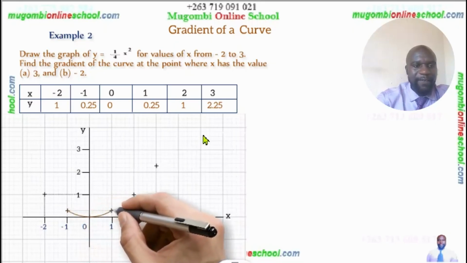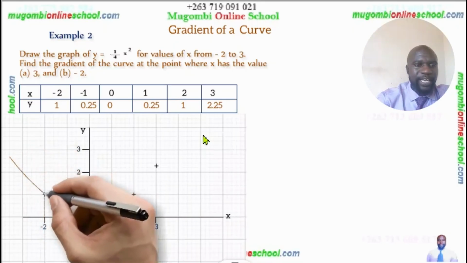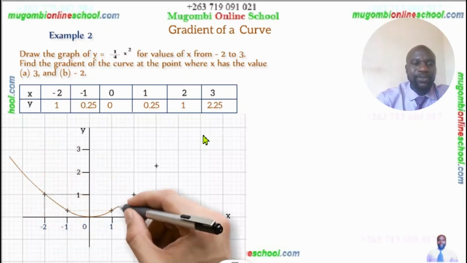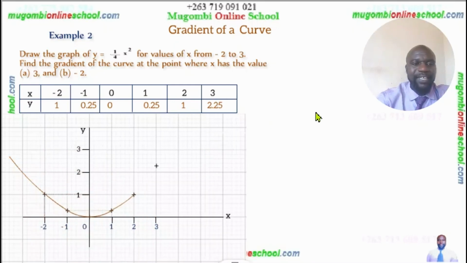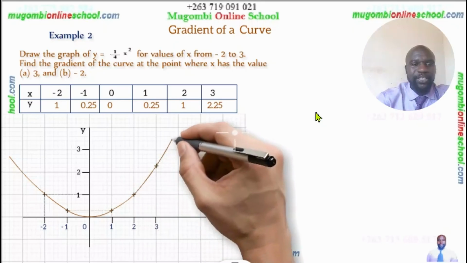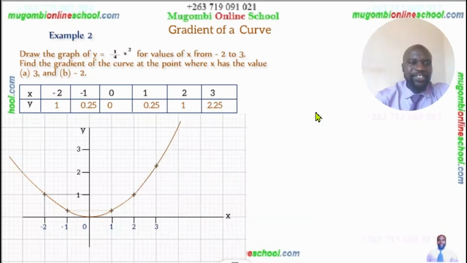Then you draw this curve and draw smoothly. Use a ruler, because that is how you will get a good gradient. Then you have to produce and continue smoothly and neatly, like this.